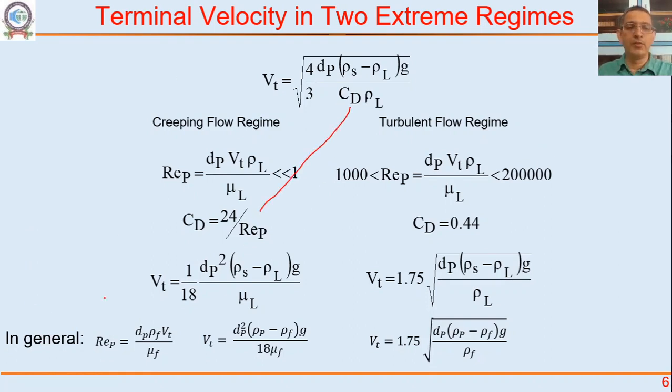And rearrange, you will find that terminal velocity is 1 by 18 dp square (rho s minus rho l) into g divided by mu l. Don't go forward until you derive this expression, until you get it by simplifying this expression.